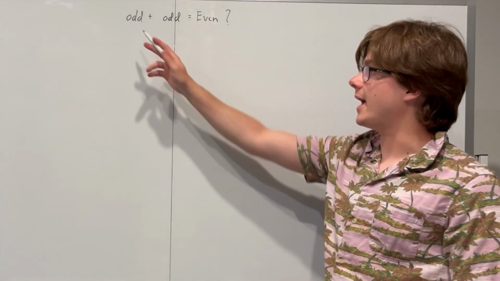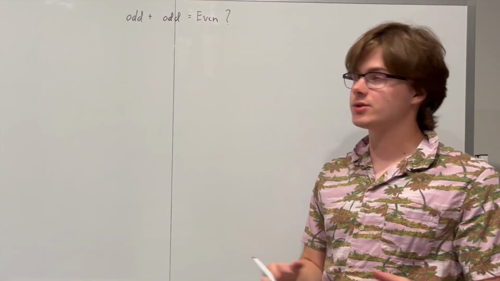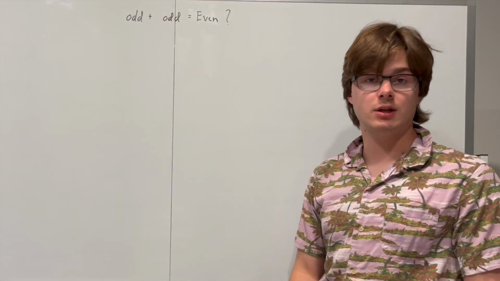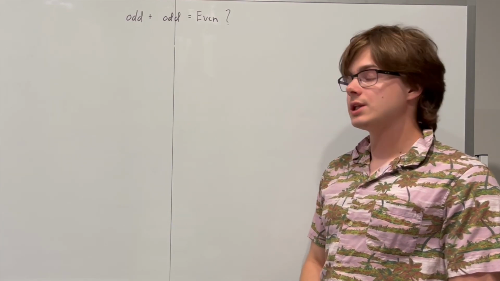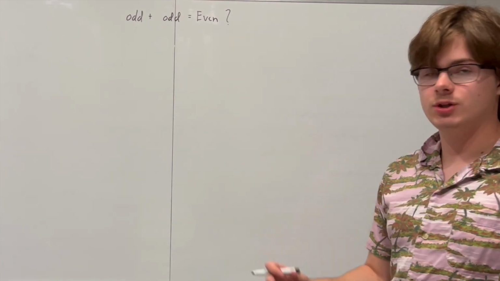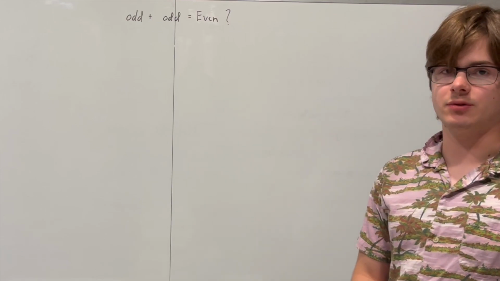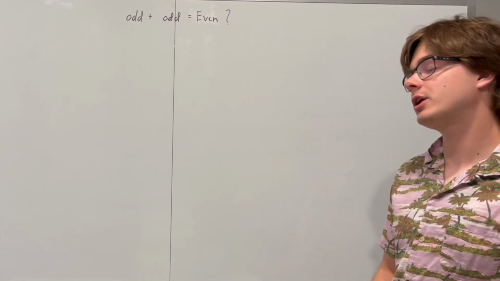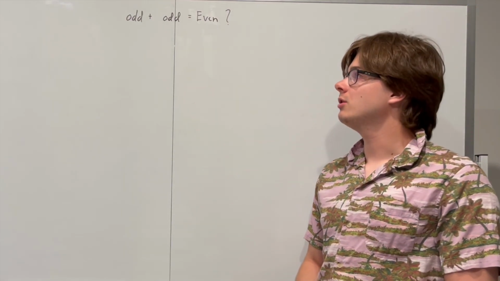So is it true that any two odd numbers that you add, whether they're the same or not, is always going to equal an even integer? Well, let's think about this. First thing you want to do when you approach a problem is think of some examples, because if you can't think of a counterexample, you're going to want to try proving it's true. So let's think of some examples.